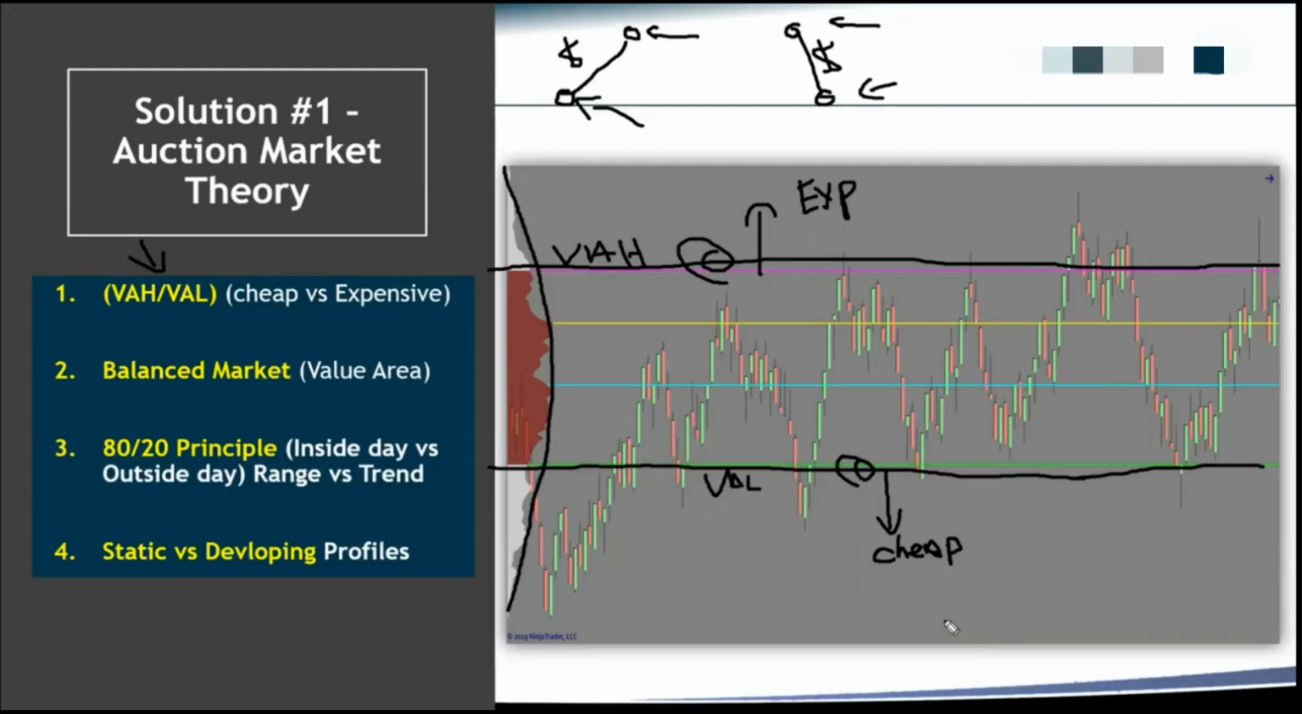So the cool part about this is that once we understand what they're doing and why they're doing it, we can participate with a better edge. So let's talk about that for a second. Balanced markets. Let's go in here and talk a bit about this.